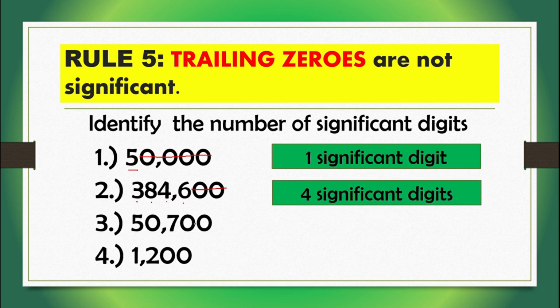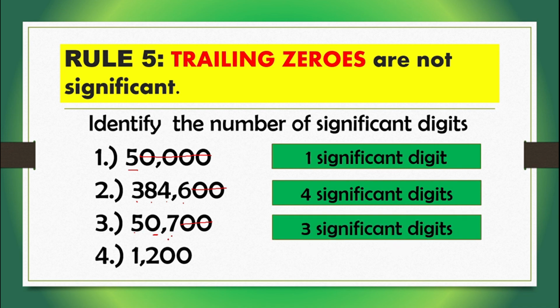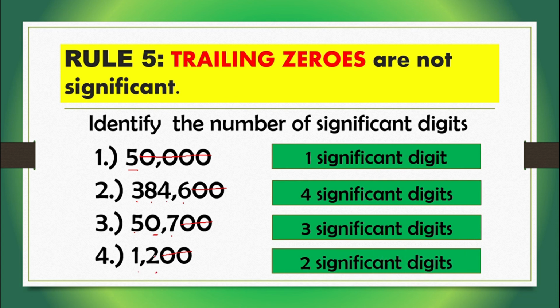How about in number 3? As you observe, there are 2 trailing zeros, which are not significant. However, there's a zero between 2 significant digits, and therefore this zero is significant. So if we count them, we will have 1, 2, 3 significant digits. And for the last one, we have 1,200. So these zeros are not significant. So from here, we have 1, 2 significant digits. And that's it.